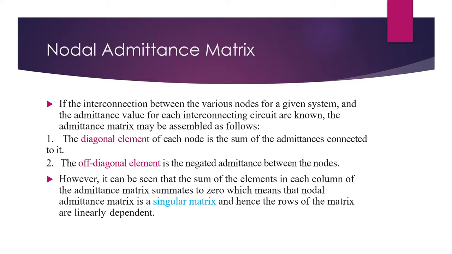The nodal admittance matrix being a symmetric matrix along the leading diagonal, the computer needs to store only the upper triangular part. So the computer memory requirement for storing the nodal admittance matrix is all the more reduced. If the interconnection between the various nodes for a given system and the admittance value for each interconnecting circuit are known, the admittance matrix can be assembled as follows: the diagonal element of each node will be the sum of admittances connected to it, and the off-diagonal element will be the negated admittance between the nodes.